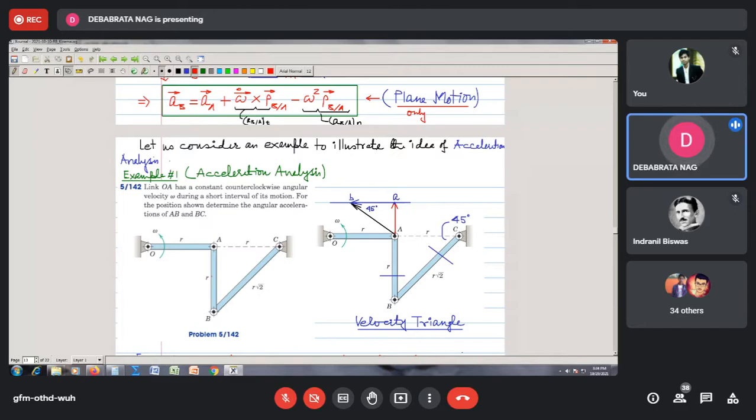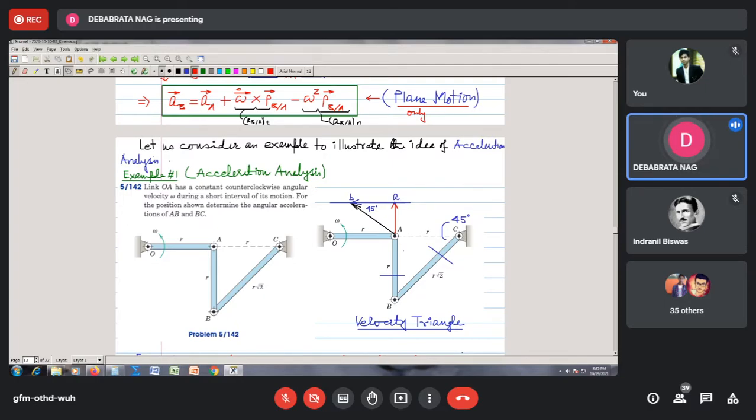We have to find out the angular acceleration of both these two links. Now, another important issue for acceleration analysis is that acceleration analysis cannot be done without performing the velocity analysis previously. So even if the question is asking for the angular accelerations of these two links, actually before that you need to solve the velocity. Otherwise you will not be able to get the acceleration equation.